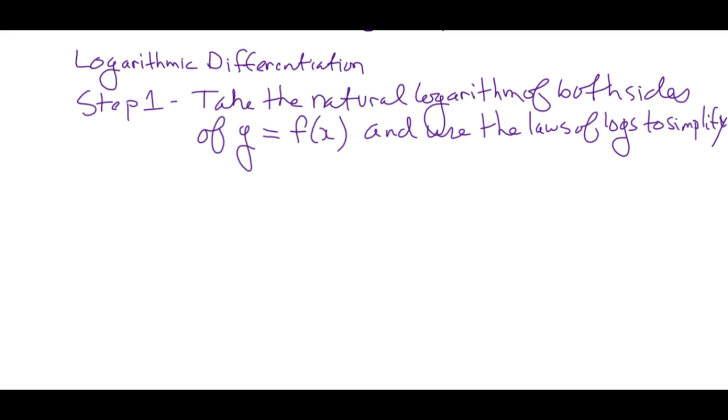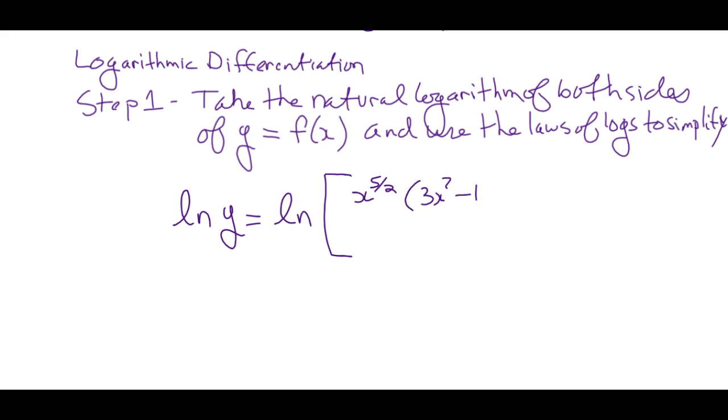Okay, so we're going to do that. We're just going to write it out. So the ln of y is equal to ln. Step one, solve it. Step two. There is no step two. So I'm writing natural log of both sides, and one little thing is that I change the square root to 3x squared minus 1 to the power of a half, because we're going to use the law of logs to simplify that power.